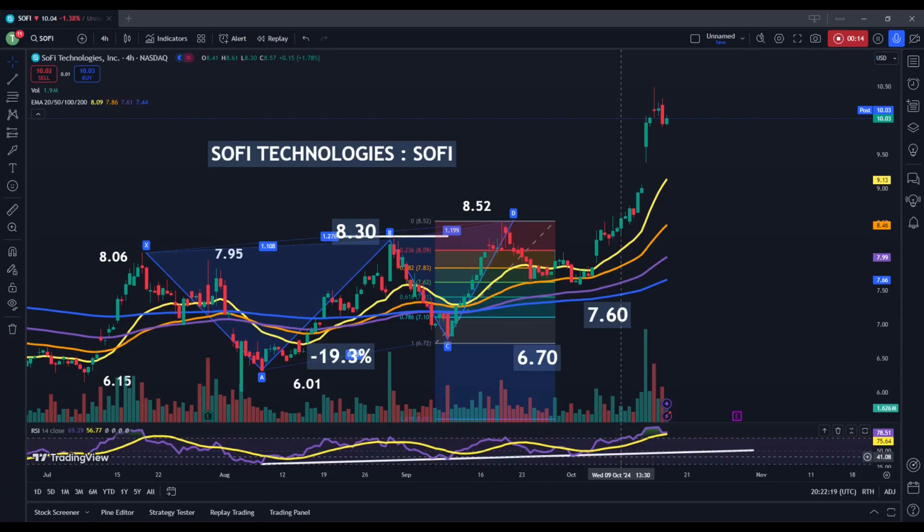Here we have the current stock market update for SOFI Technologies Incorporated, stock ticker SOFI.